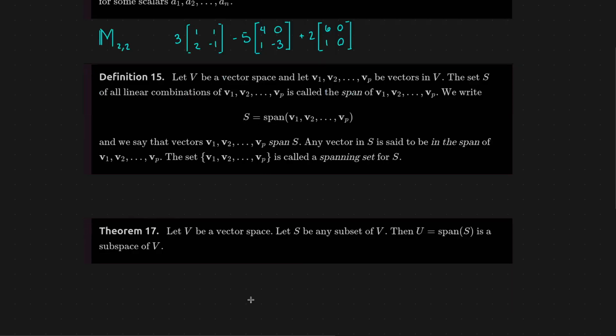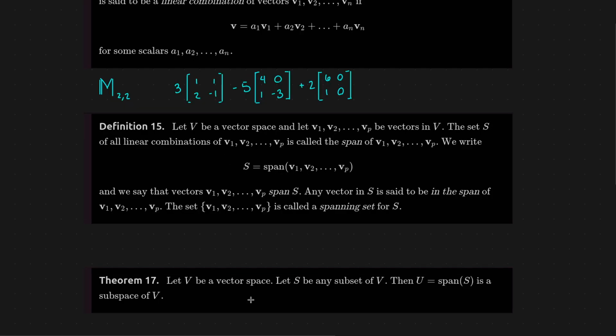Okay, similarly, we define span just as we do with a traditional vector space. If V is a vector space, any vector space, traditional or abstract, let V1 to Vp be vectors in the vector space V. The set of all linear combinations of those vectors is called the span of those vectors. Okay, so the span of a set of vectors is the set of all linear combinations of the vectors.